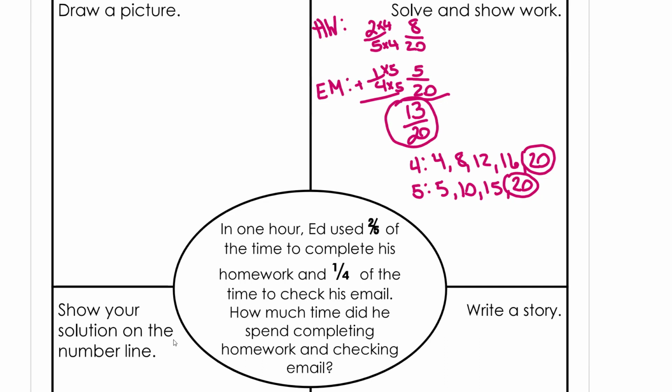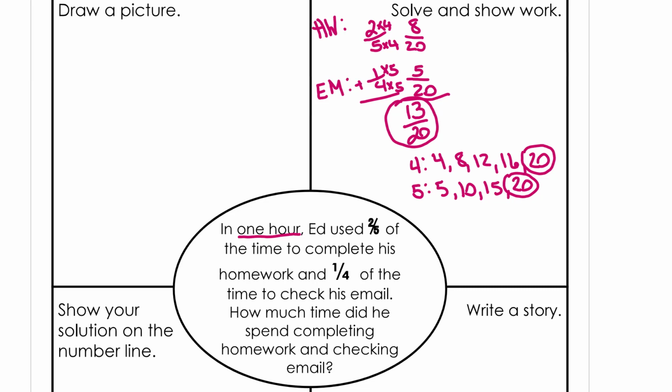Okay? So that is what it is added together. But that is not the entire problem because it says how much time did he spend completing his homework and checking his email. Up here it says in 1 hour. Okay, so he spent 13/20 of an hour on that. You're like, how am I going to figure that out? Well, 13/20 of an hour, guys. Now, I cannot multiply that times an hour, but I can convert it to minutes. How many minutes are in an hour?